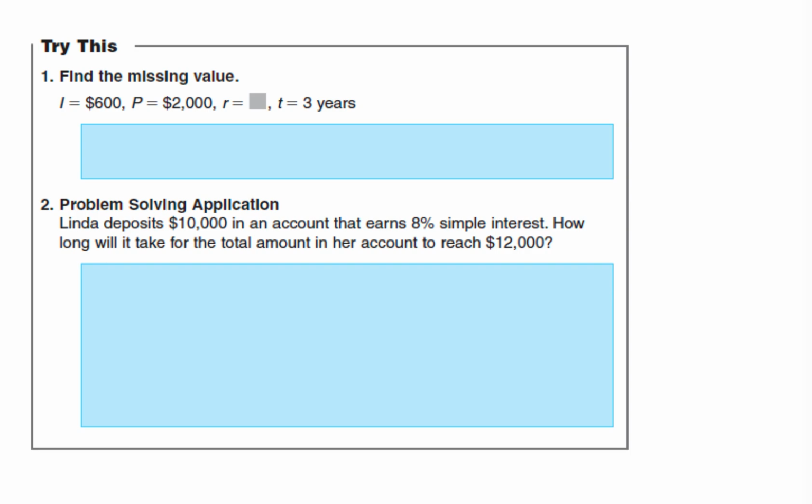All right, let's go ahead and check our answer. So I'm going to start by just writing our formula up here again. Interest equals principal times rate times time. Here they're asking us to find the rate. 600 is our interest. Our principal is 2,000. We don't know the rate, so I'm just going to put R times 3.